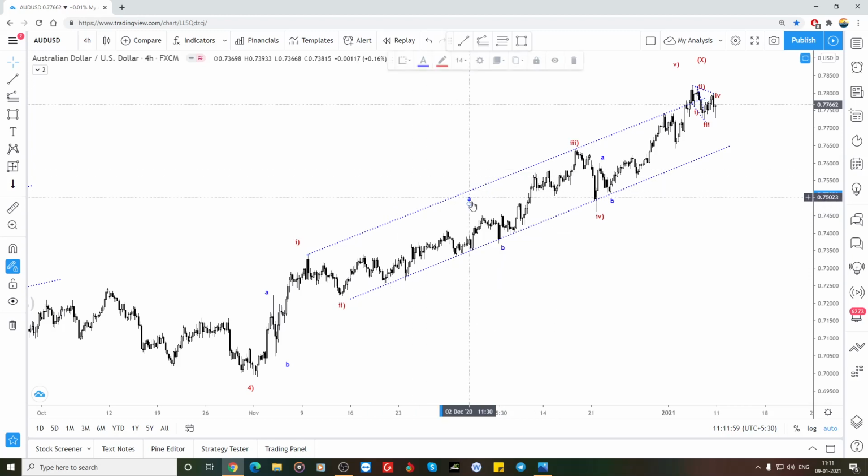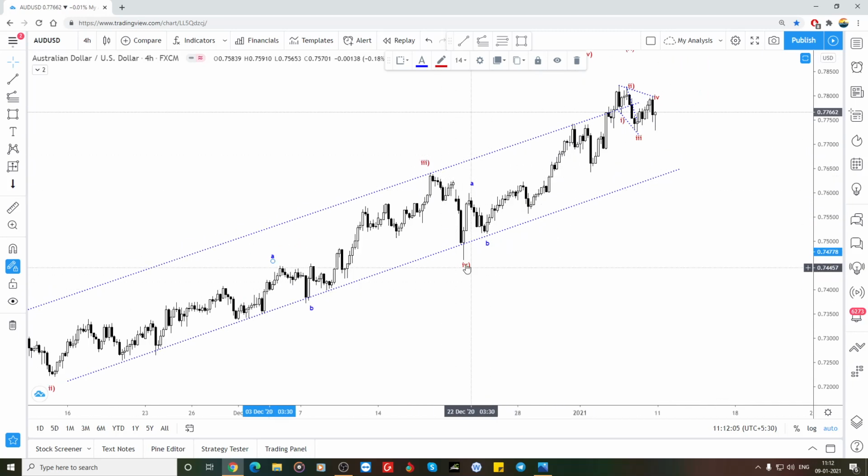So it can be anything. So A, B, C as a third. So here A, B, C as a fourth. A, B, C as a fifth wave is completed. A, B, 1, 2, 3, 4 and 5. So here also the 5-wave structure. Here also a 5-wave structure.